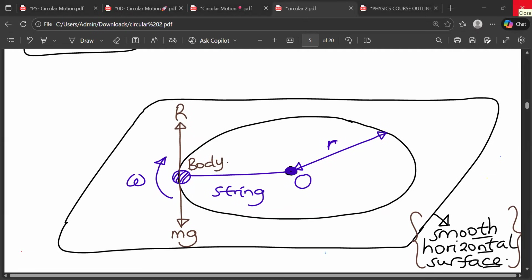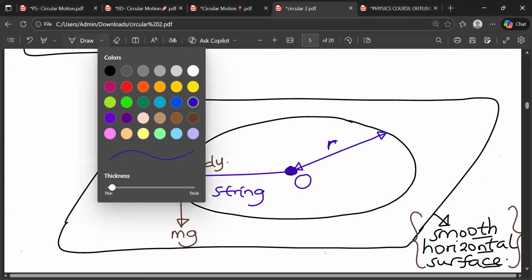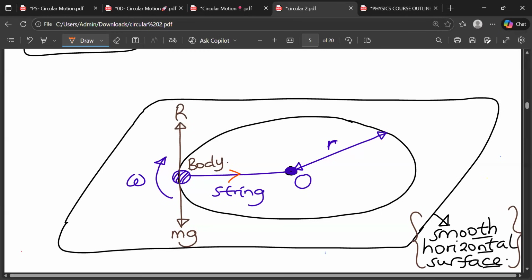Now my question is, where is this tension force going to look? Is it facing towards the center or away from the center? Of those two arrows, which one is correct? Towards the center, or away from the center?